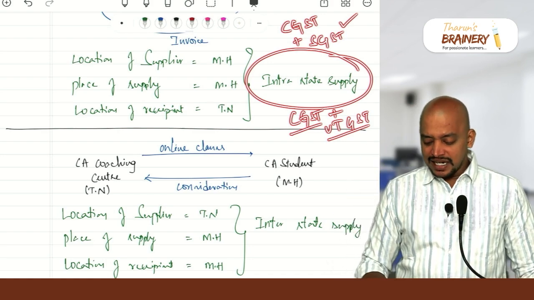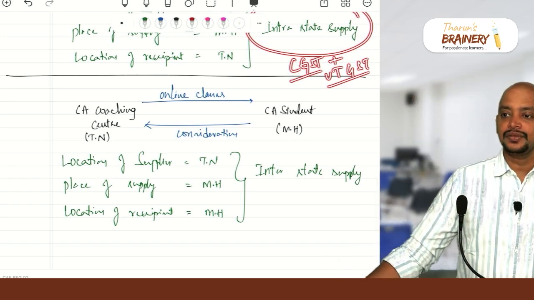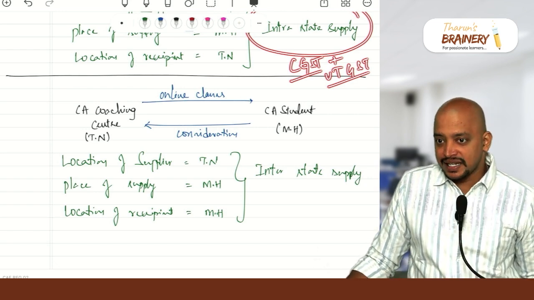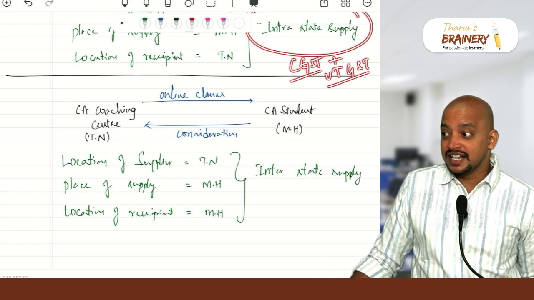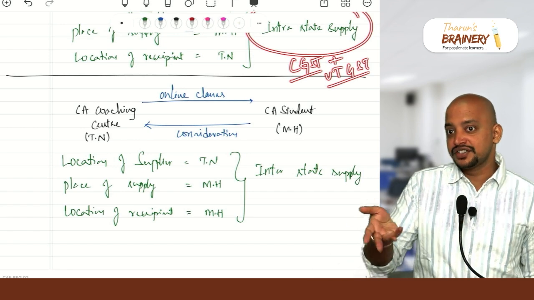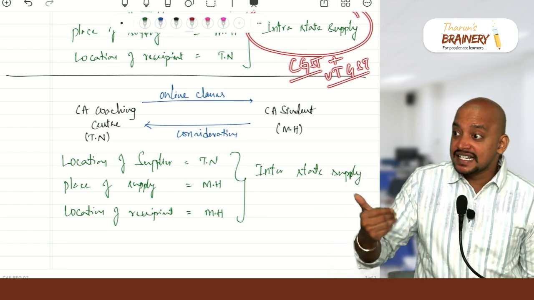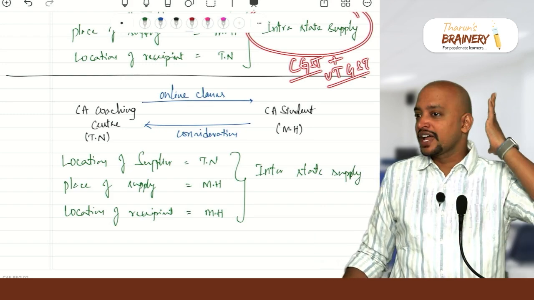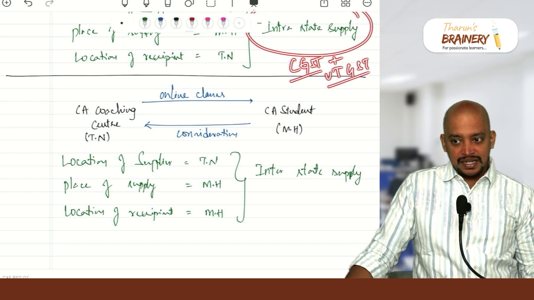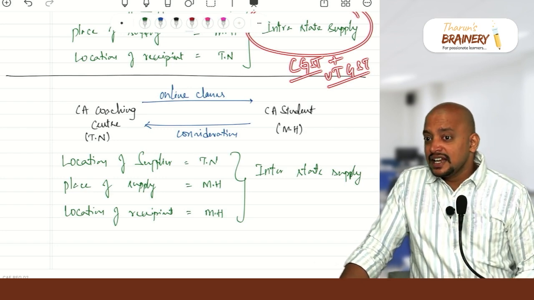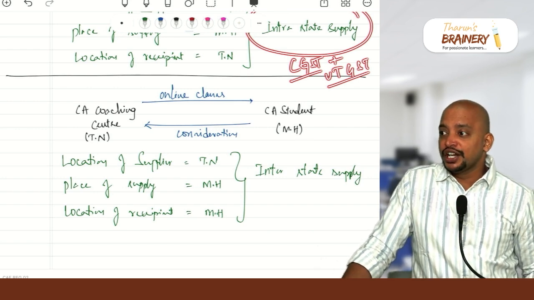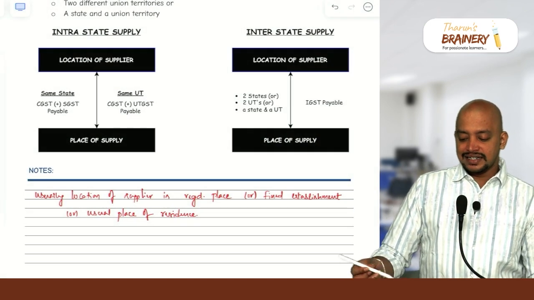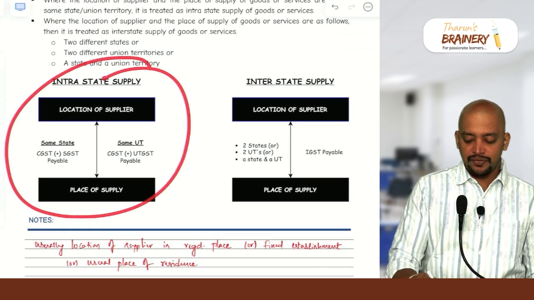Understood? Then from this, can you tell me what is interstate supply? If the location of supplier and place of supply is not in the same state or same union territory, then it will be in different states, different union territories, or a state and a union territory, and then it will be interstate supply. Okay, come on once again. If the location of supplier and place of supply is in two different states, or two different union territories, or a state and a union territory, then it will be known as interstate supply. That is the meaning of intrastate supply versus interstate supply.